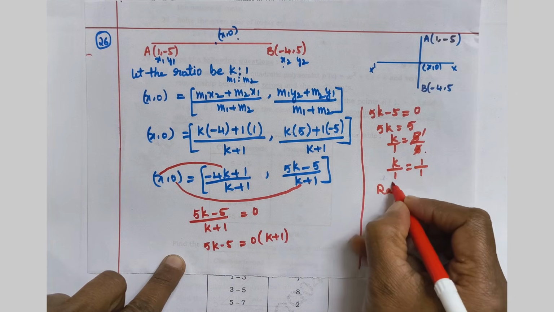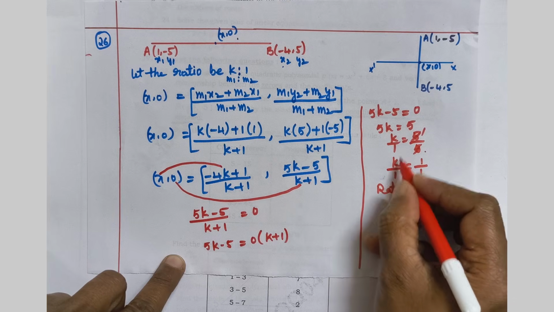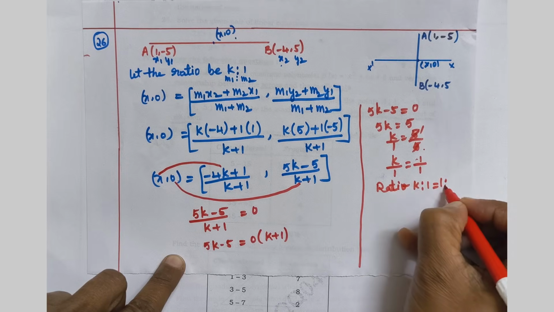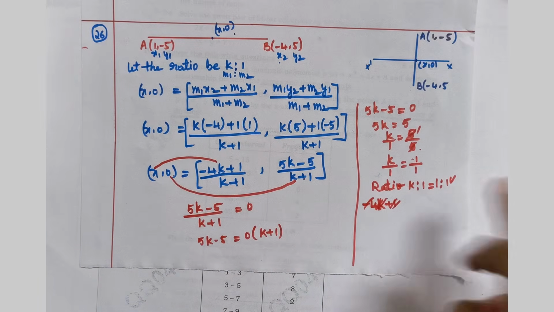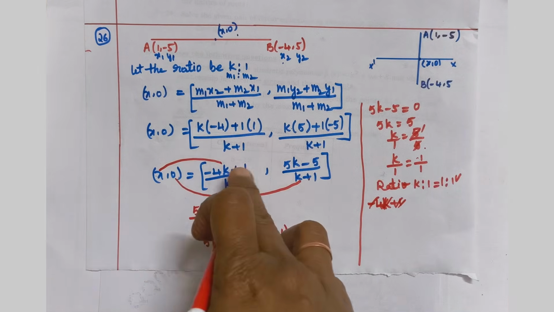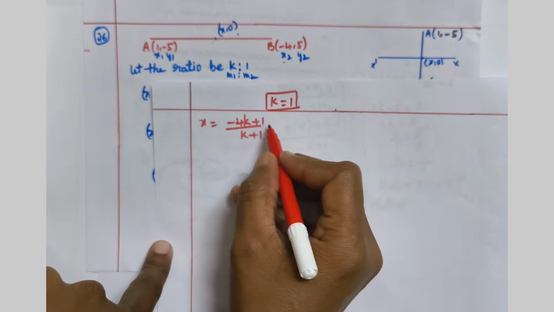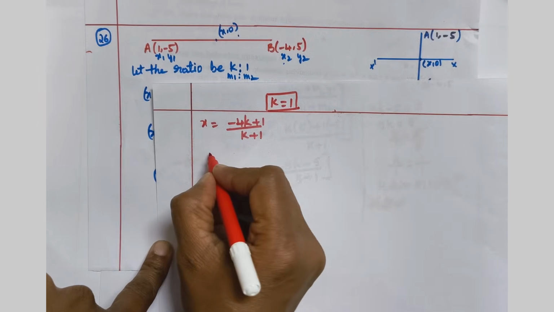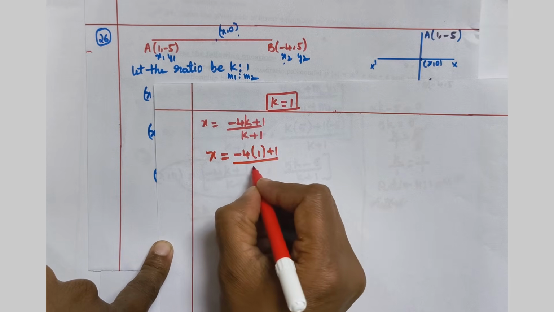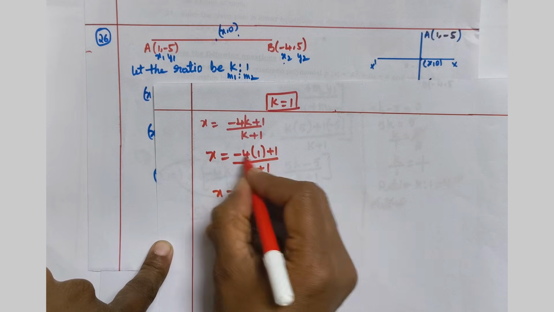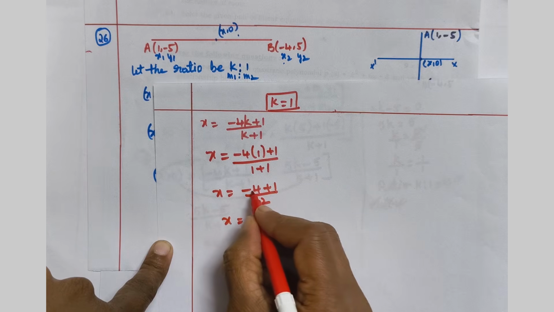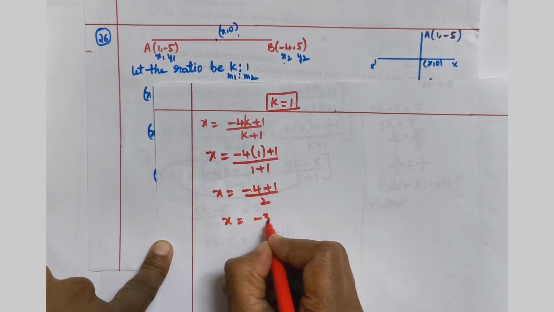So what is the ratio? k is to 1 is equal to 1 is to 1. Now the ratio is 1 is to 1. Now we will find the x value. Now see, x is equal to minus 4k plus 1 by k plus 1. The k value is 1, so we apply: minus 4 into 1 plus 1 by 1 plus 1. So x is equal to minus 4 plus 1 by 2, which is minus 3 by 2.